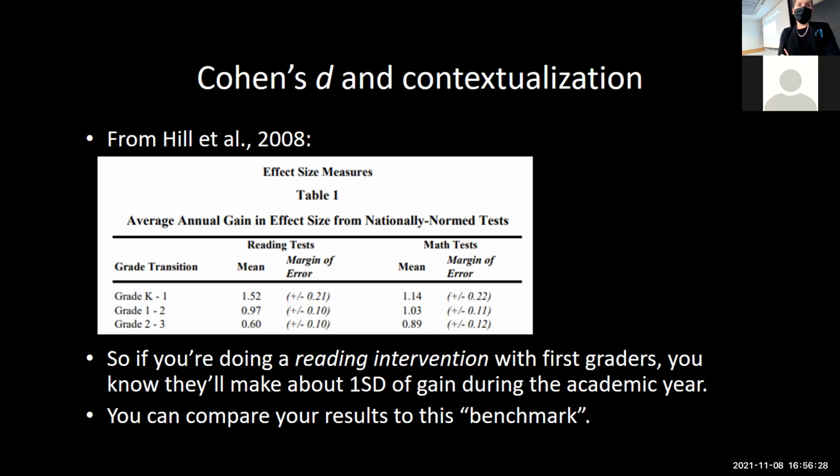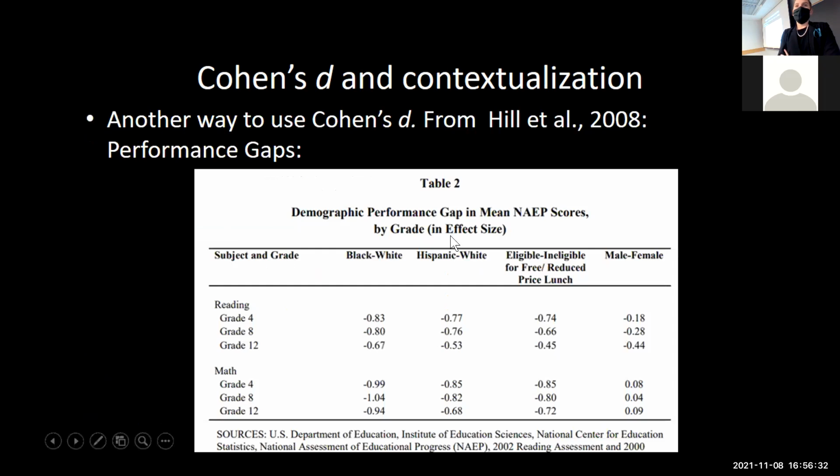They also took this another step further. So just to show you another example of how you can use these effect sizes, they also did performance gaps. So they did between black students and white students at 3 different grade levels. So in reading at grade 4, there is a gap between black students and white students that's equal to about 0.83 standard deviations. So if you are trying to examine a gap between how well students are performing in your particular assessment, you can use these as benchmarks to compare them to.